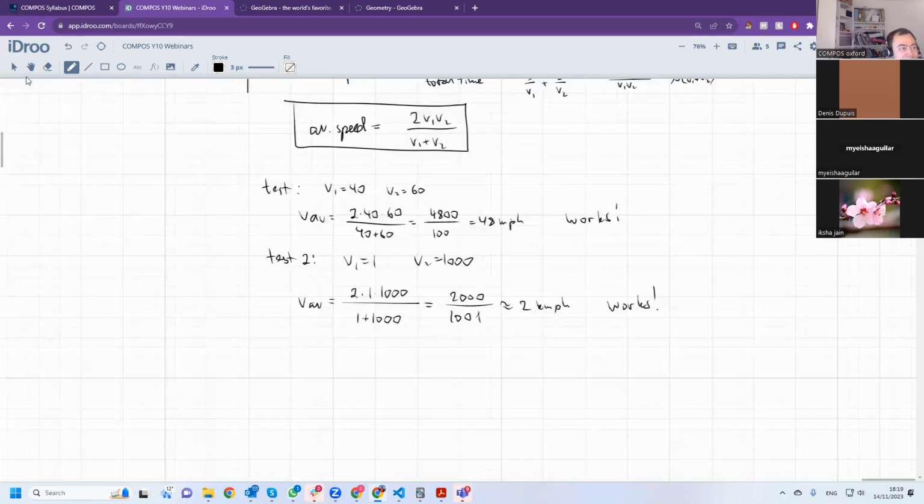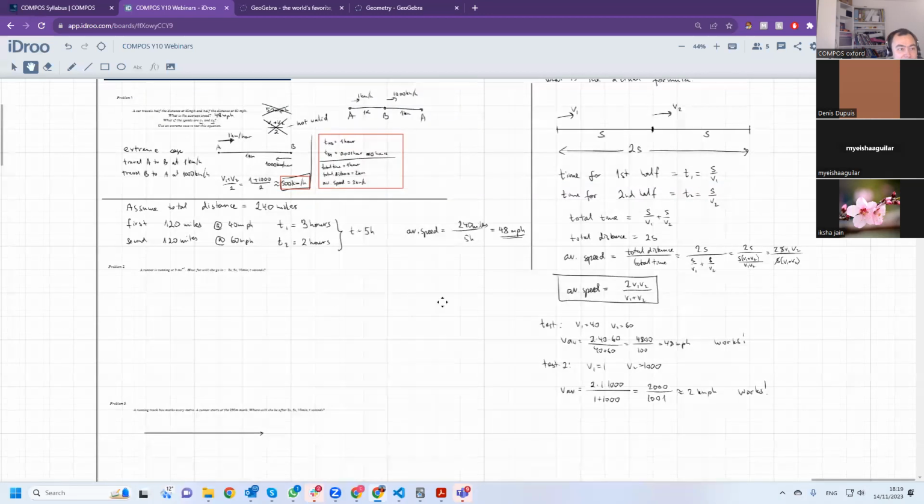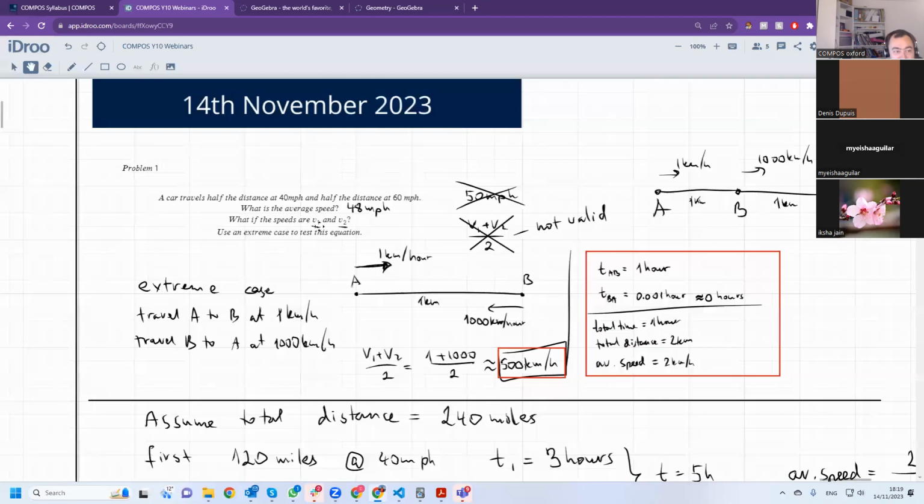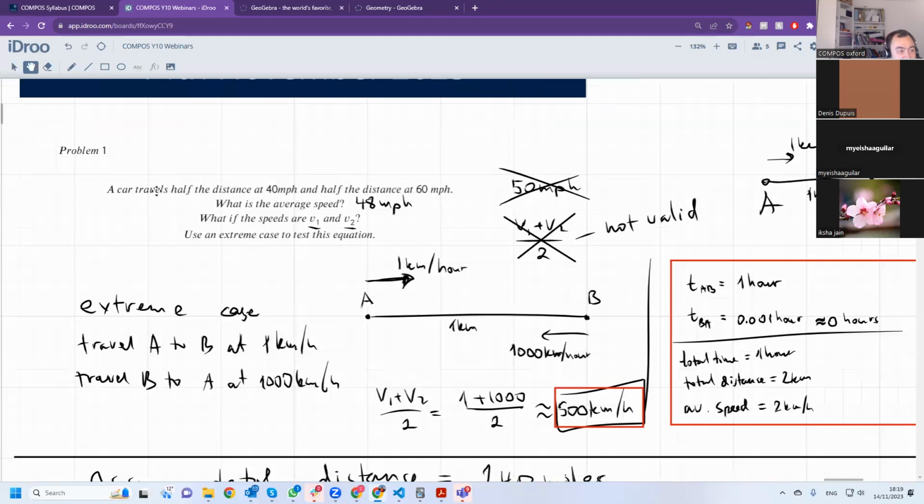So when we looked at the question initially, it says the car travels half the distance at 40 miles per hour and half the distance at 60. A lot of you immediately jumped to 50 because that's what I wanted you to do. Okay, so I tricked you a little bit here.